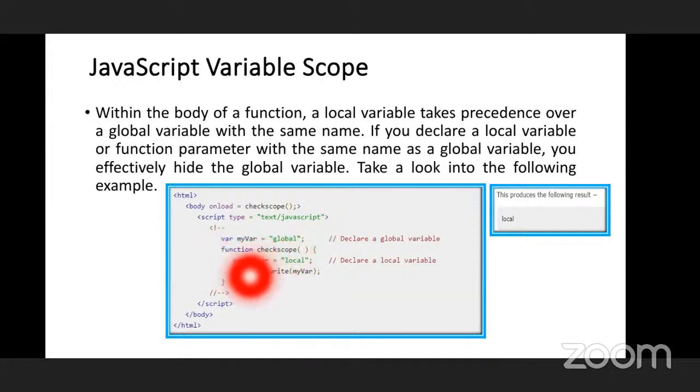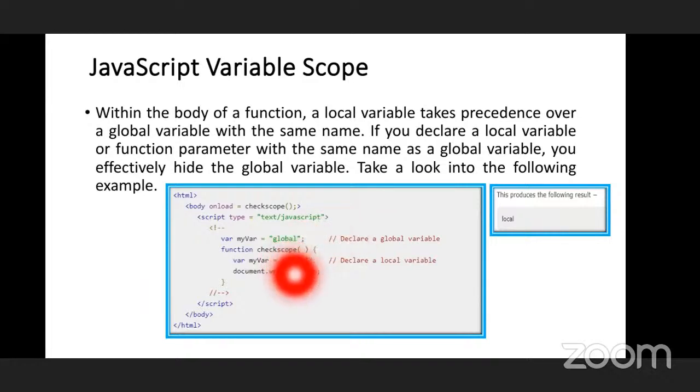Within that function, the body of the function is var myVariable. var is a keyword, myVariable is a variable name, and the value we are assigning to the variable is "local". This is how to declare a local variable. Observe here: in this example, this is a local variable and this is a global variable.